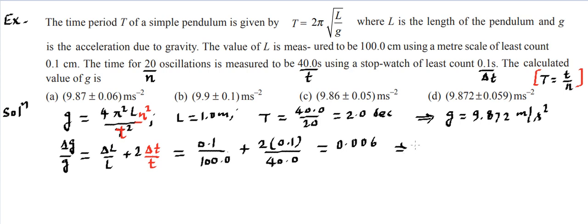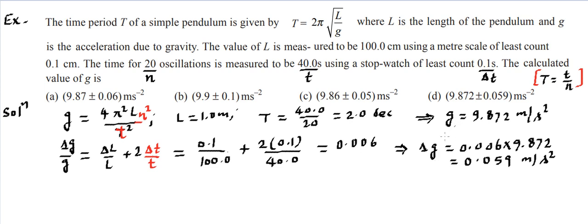So let me write the value of delta G in front of this. This is going to be equal to 0.006 into G value, and the G value we have already calculated as 9.872. Now these two numbers we can multiply to get the value of delta G. This multiplication comes out to be 0.059 meter per second square. Now we got the value of delta G.